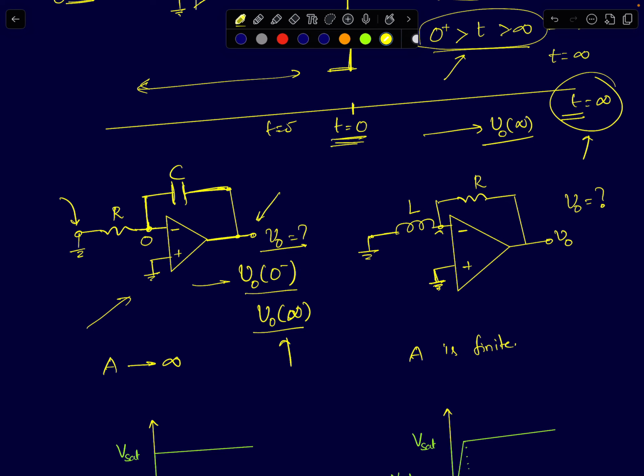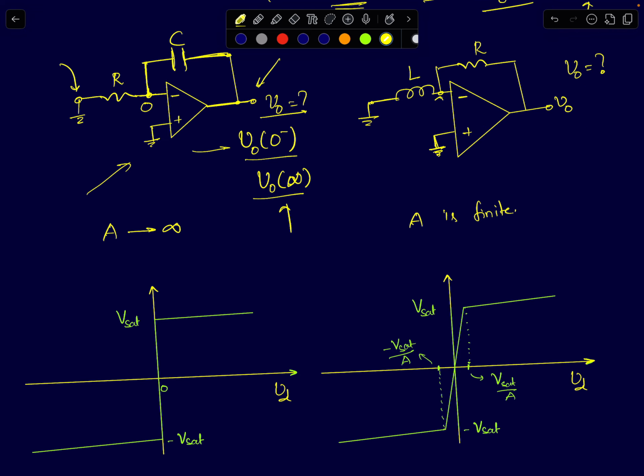To find that out, it depends on the op-amp model that you are using. First I'm going to use an ideal op-amp model where the gain of the op-amp is infinity but the characteristics is saturating. The output voltage can always lie between minus Vsat and plus Vsat, and the gain here is infinity, right? So when the input is 0, suddenly the output can change from any value, from minus Vsat to plus Vsat.